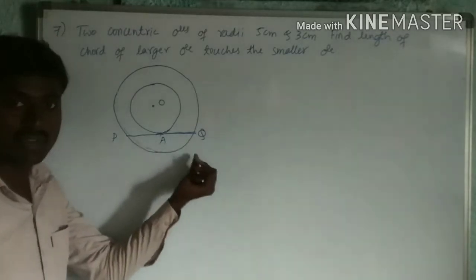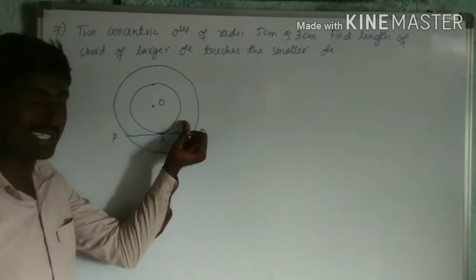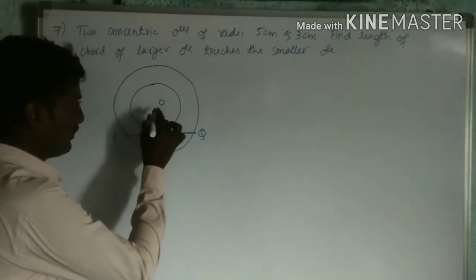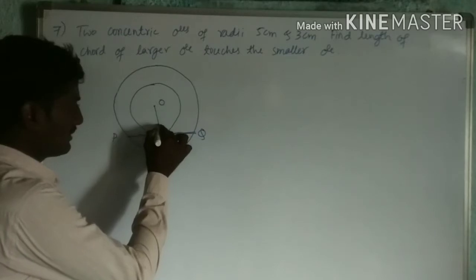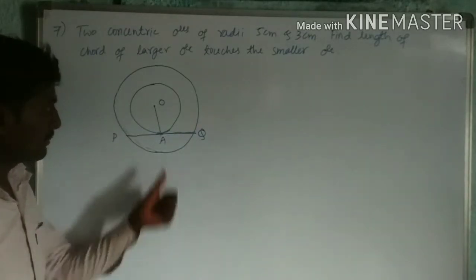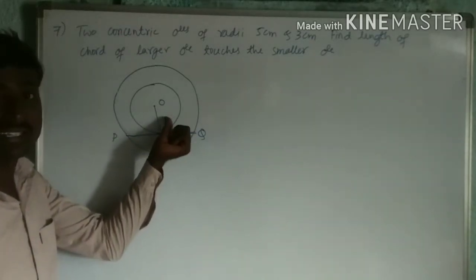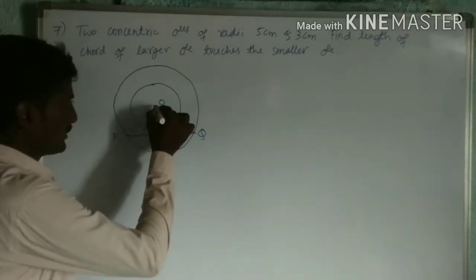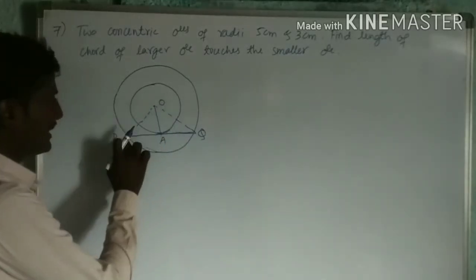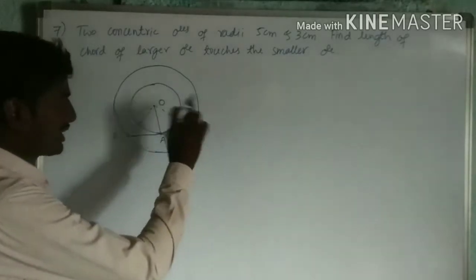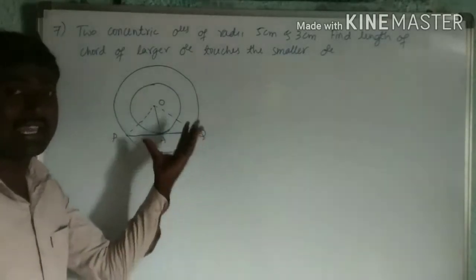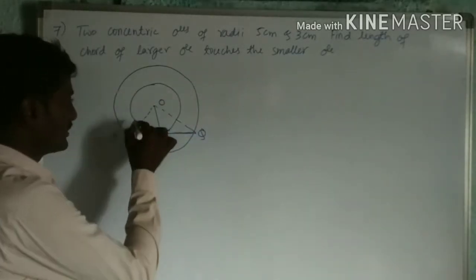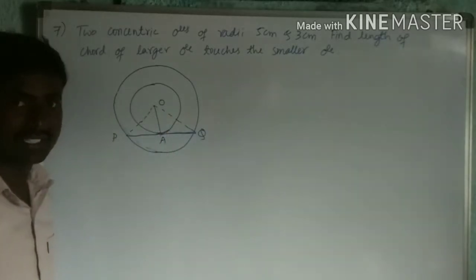PQ is the chord of the larger circle which touches the smaller circle at the point A. Now from the center I will join OA. It is the radius of the smaller circle, that is 3 centimeter. Now I will join these two. So here OP is also 5 centimeter. OQ is also 5 centimeter because they are radii. OP is the radius of the larger circle. So this is 5 centimeter and this is also 5 centimeter.